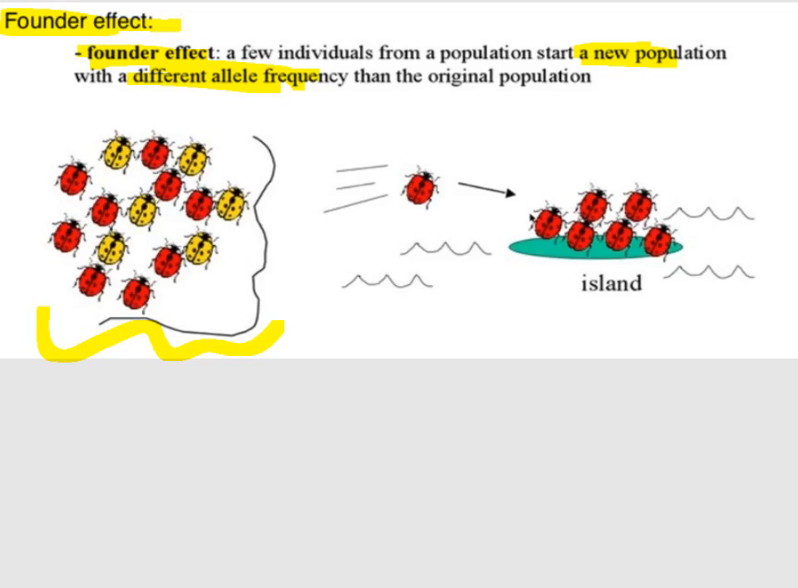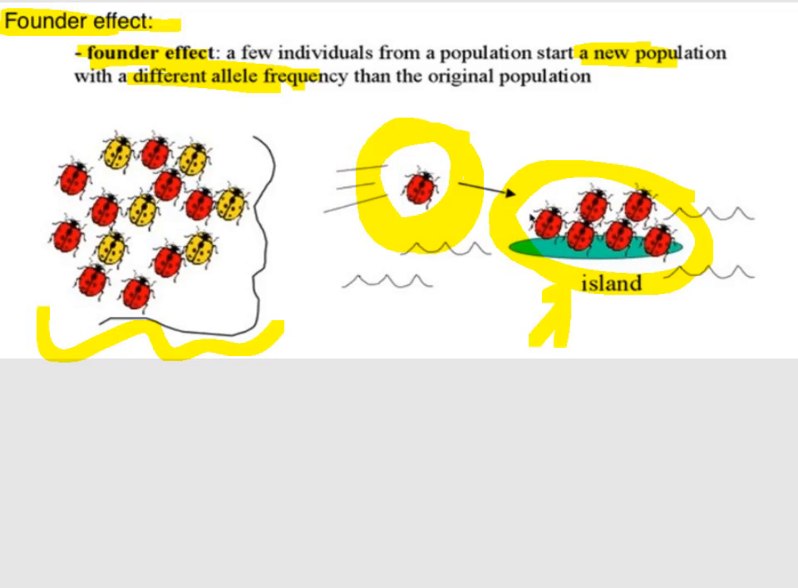If, let's say, a pregnant red ladybug happens to be separated from the main population and then lays her eggs on an island, because she's the only one there, it's quite possible that now we can have an island that is entirely populated by only red ladybugs. The yellow is essentially lost from this population. It's gone. And if they continue to, without any more immigration, we would never see the yellow ladybugs on this island.